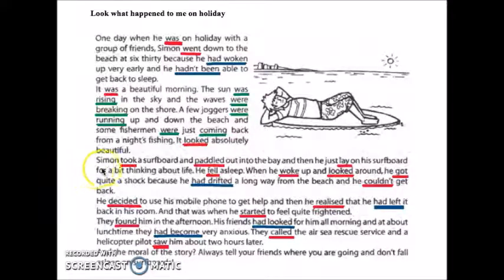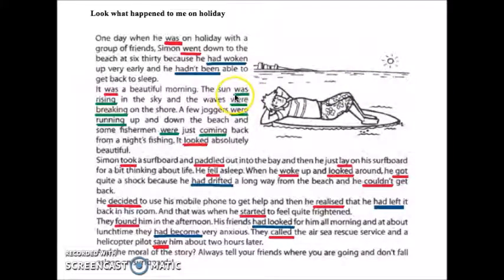So what Simon did was, first of all, he took a surfboard, and then he paddled out into the bay, and then he just lay on his surfboard for a bit, thinking about life. He fell asleep, so that's the next step. When he woke up and looked around. So these are all individual steps in the whole story. So that should not be a problem. What is a bit more problematic is the green one here.